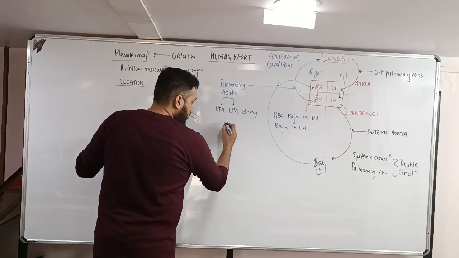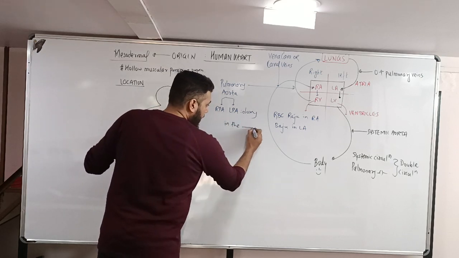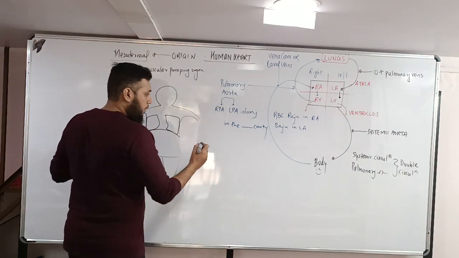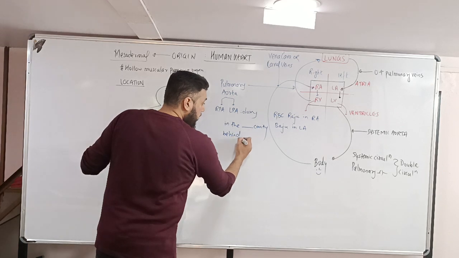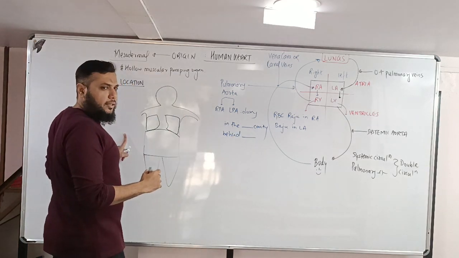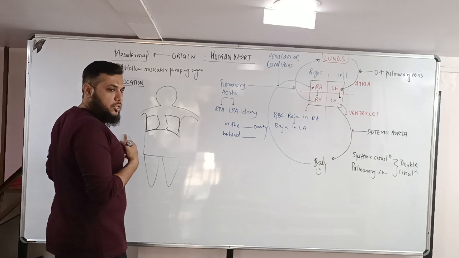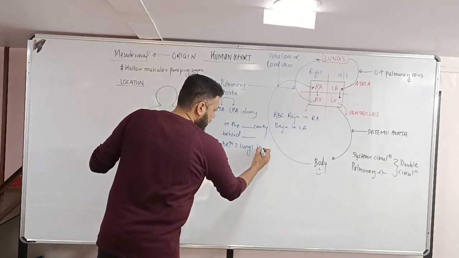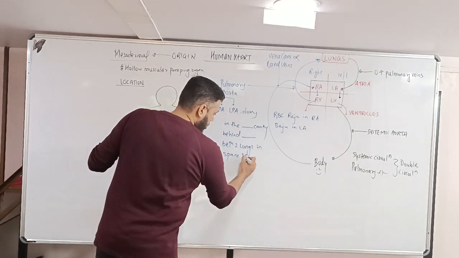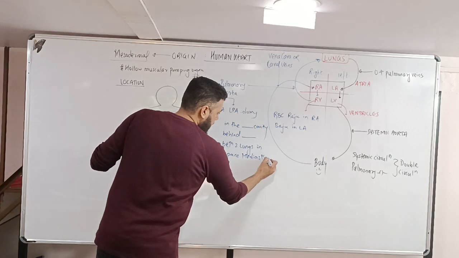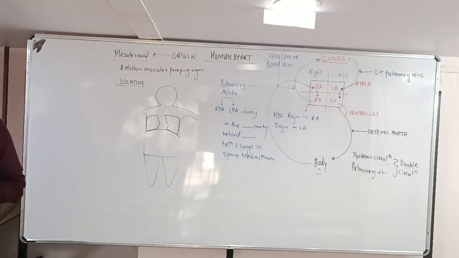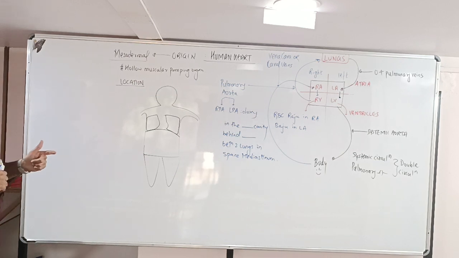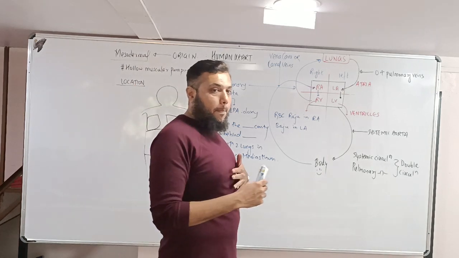So what do I say? The human heart is located in the dash cavity. Complete the dash. Thoracic cavity, behind the sternum, that is the breastbone, between the two lungs, in the space which is called mediastinum space. Clear, everybody? Tell me, where is the human heart located? In the thoracic cavity.